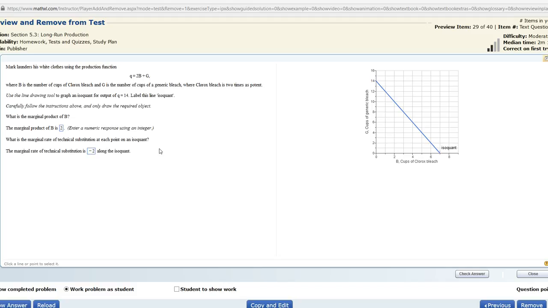The marginal rate of technical substitution is the number of cups of generic bleach in place of 1 cup of Clorox bleach in order to keep the output constant, because we are moving along this isoquant. And here the solution is 2, and that's the definition. And so we check the answer. The input is correct.